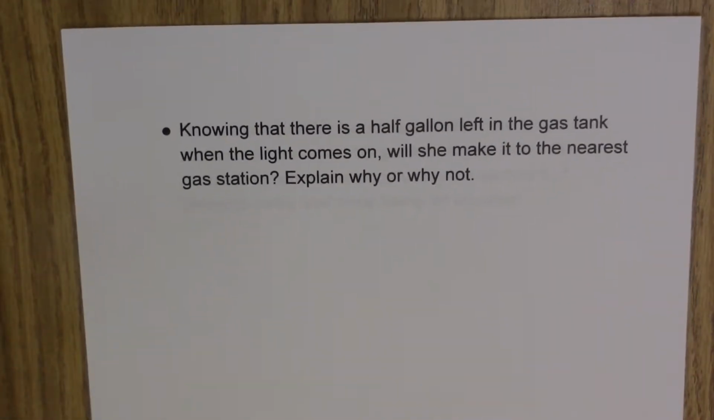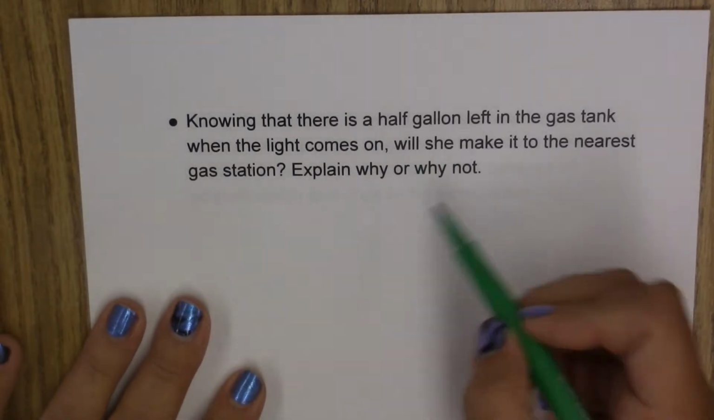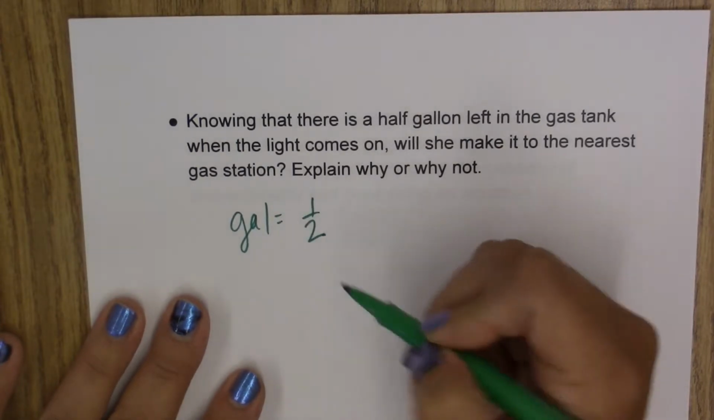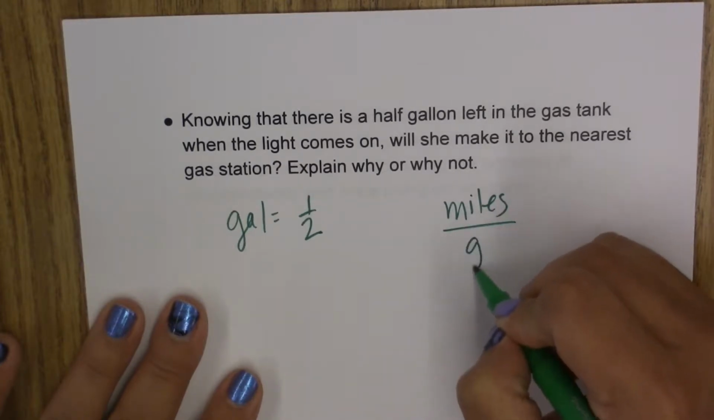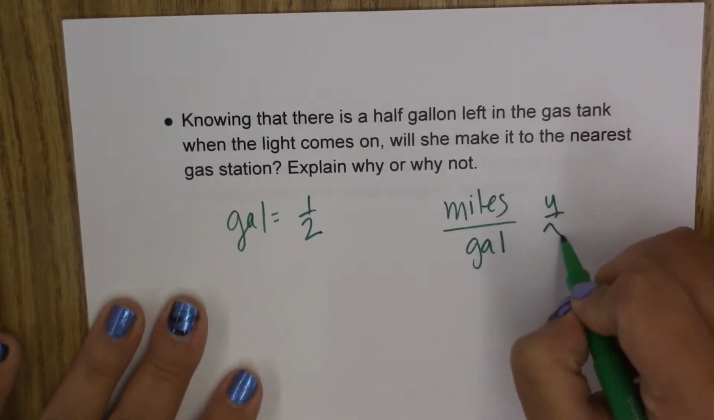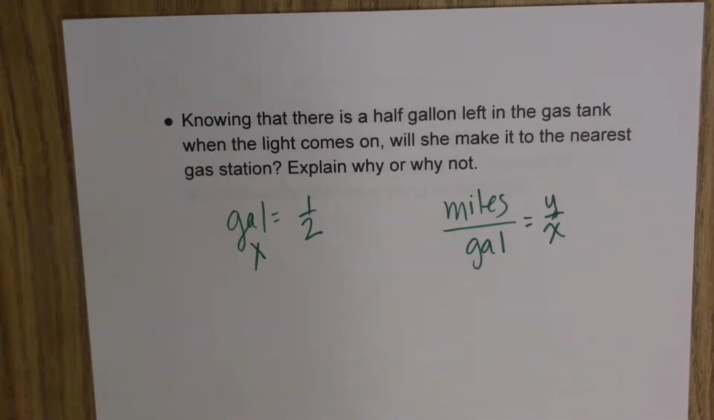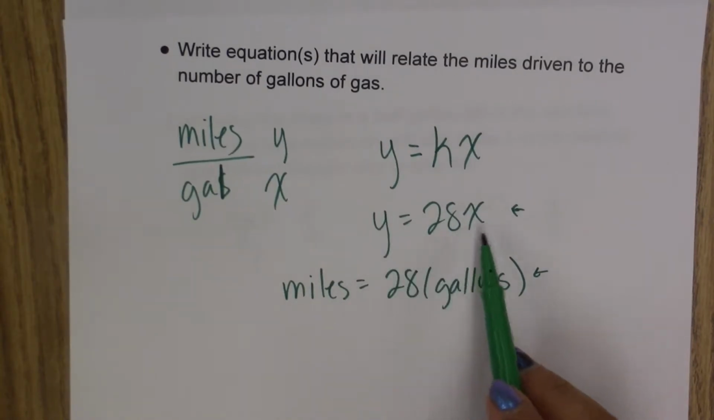Our next question. Knowing that there is half a gallon left in the gas tank when the light comes on, will she make it to the nearest gas station? Explain why or why not. All right, so we know that our gallons is equal to 1/2, and that's from our problem. So let's think about our ratio here. We're doing miles to gallons, so miles is our y and gallons would be an x value. We wrote an equation in our last problem: y equals 28 times x.